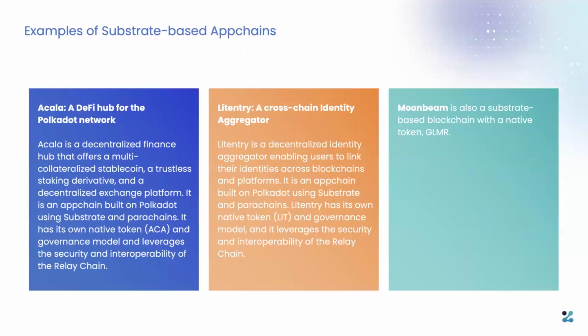Some of the examples of Substrate-based chains are Acala, which is a DeFi hub for the Polkadot network. Acala is one of the parachains and quite popular. And then there are Astar and Phala Network. So quite a few parachains are there. We have been working with quite a few parachains, providing infrastructure, some of the new Substrate-based parachains.